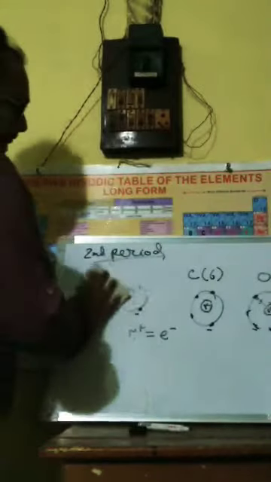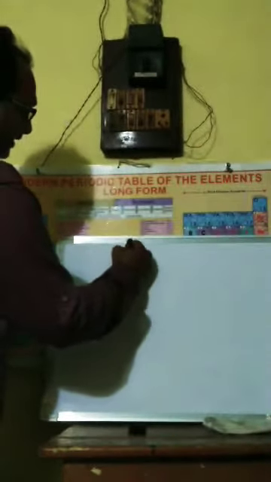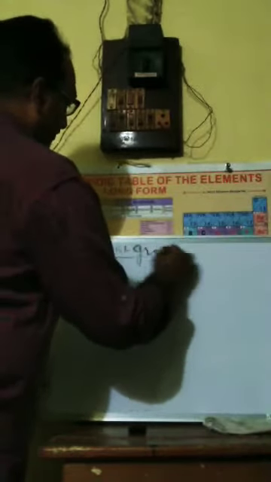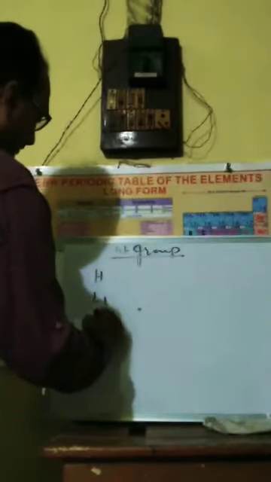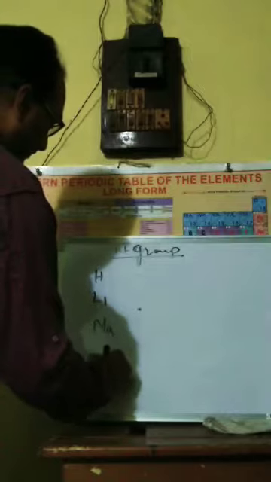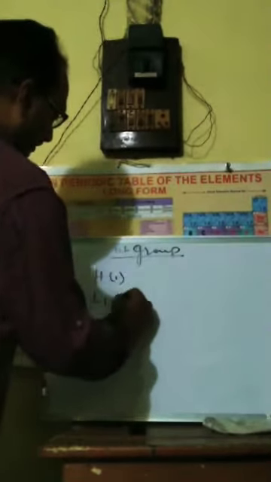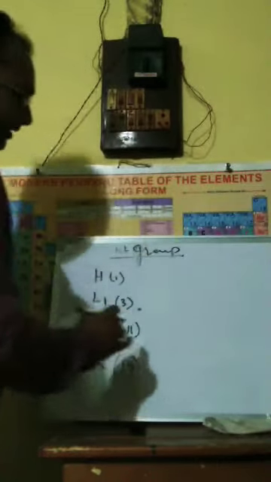Now we go down the group. Let us take the first group. Hydrogen is there, lithium is there, sodium, potassium and so on. Hydrogen, you know, has 1 electron, lithium 3 electrons, sodium 11, potassium 19 electrons.